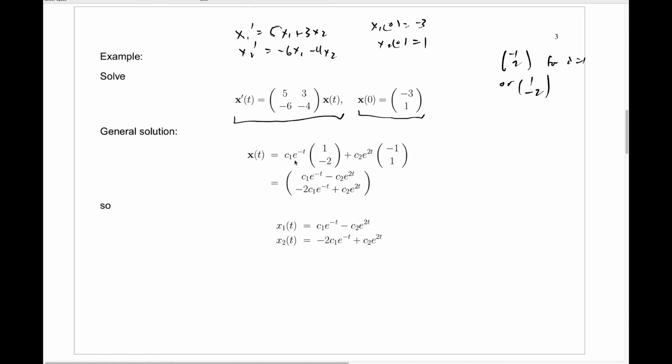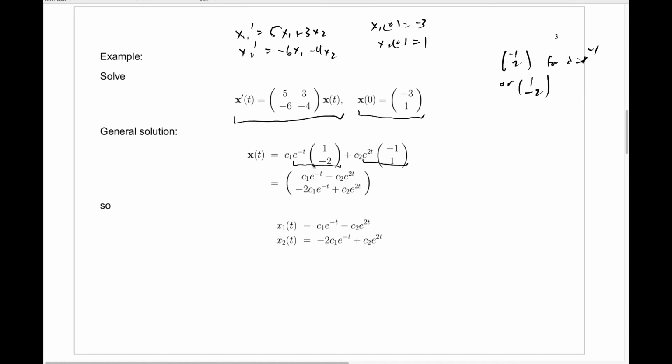Well, we know that e to the -1 times t, that's for lambda equal to -1. Oh, sorry, this was lambda equal to -1 here. We have e to the minus t times this eigenvector 1, -2. And for lambda equals 2, we have this eigenvector -1, 1. So we know that e to the minus t times this eigenvector is a solution. E to the 2t times this eigenvector is a solution.